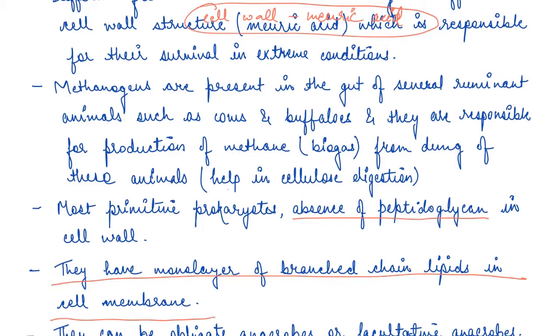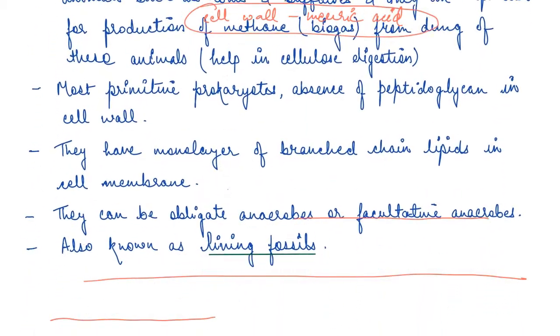So we are basically considering various characteristics of Archaebacteria. There are different kinds of Archaebacteria, and they survive in the most harsh habitats because their cell wall is made of muramic acid, which basically protects them. Then the second feature is that they are the most primitive ones, with an absence of peptidoglycan in the cell wall. Now what is the next point? They have a monolayer of branched chain lipids in the cell membrane.